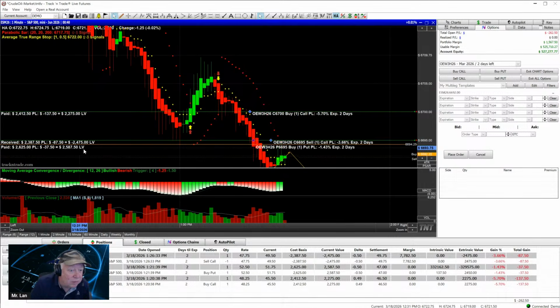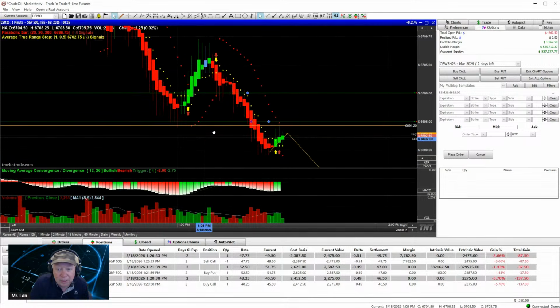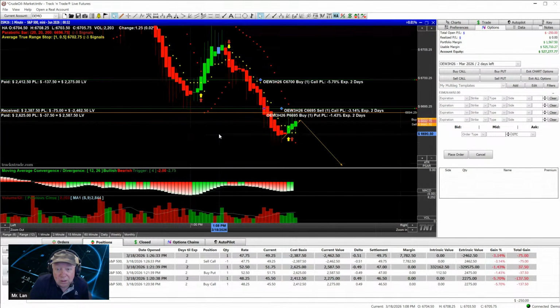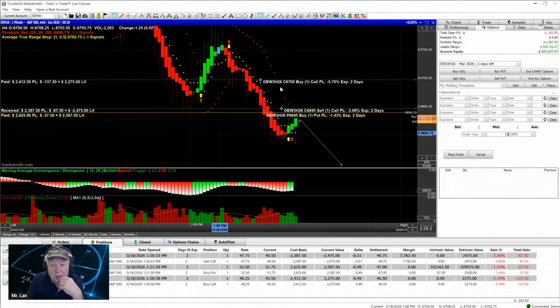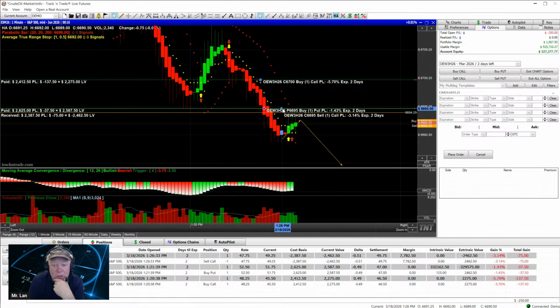Which is which? Page 26. The put is this one down here on the bottom. Buy one put. So that's this one. So we're only down $37 on our put. The market's coming back against us. So this one's going to start to reverse and go the other way. We got a put and a call right at the same spot. We sold a call and we bought a put right at the same spot, just to see what happens.